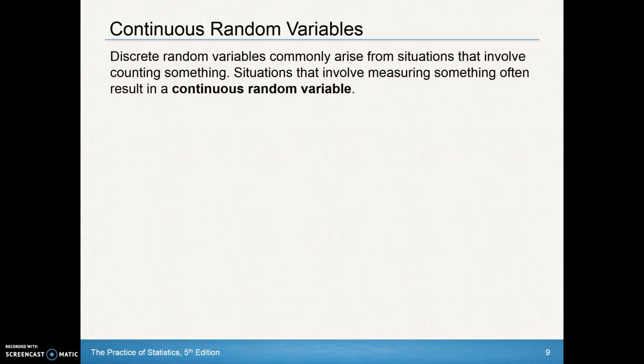Discrete random variables commonly arise from situations that involve counting something. There is a finite number of events that we can actually count. Situations that involve measuring something often result in a continuous random variable. Heights and weights tend to be categorized as continuous random variables.